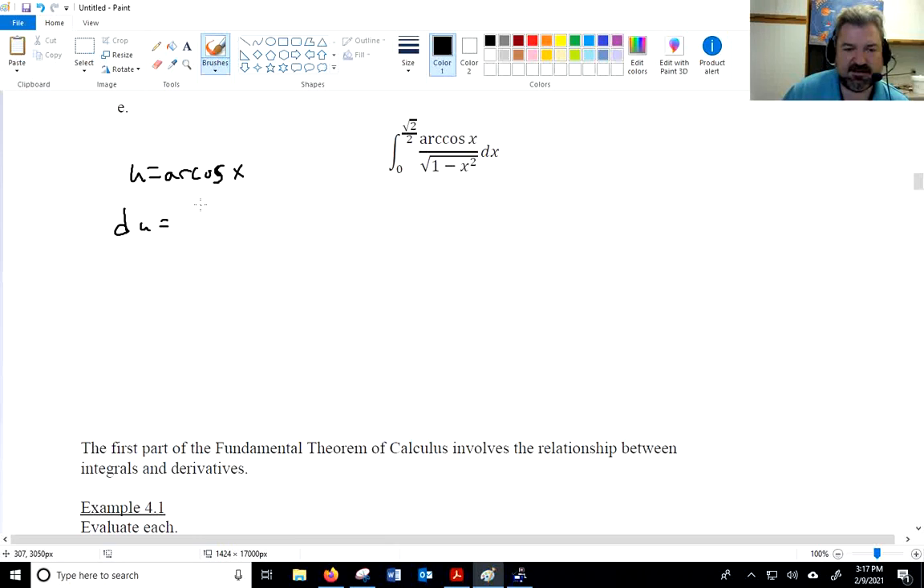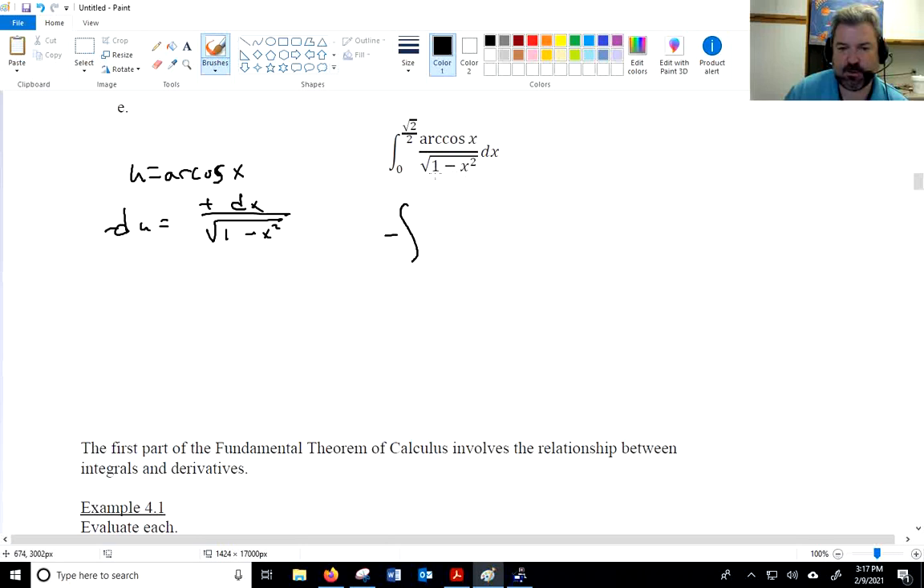The derivative of arc cosine is negative u prime over the square root of 1 minus u squared. Well, that's pretty close to what we have, except we don't have this negative here. I have to divide it over. So I'm going to rewrite this with the negative on the outside.